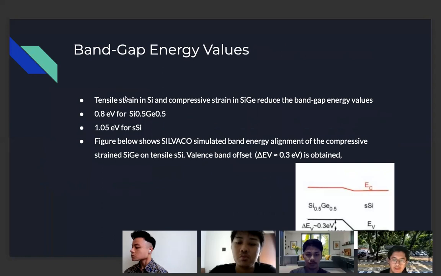So the band gap energy values, as explained before, the tensile strain in silicon and compressive strain in silicon germanium will reduce the band gap energy values: 0.8 for silicon germanium, 1.05 for strained silicon. And the figure below shows the Silvaco simulated band energy alignment of the compressive strained silicon germanium on tensile strained silicon.